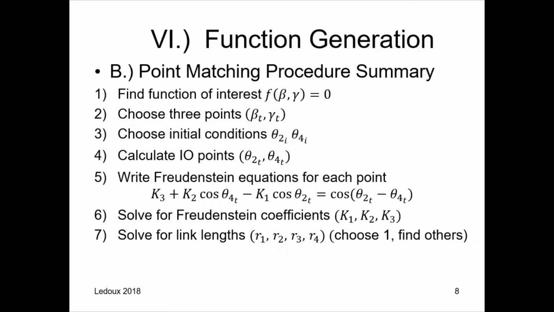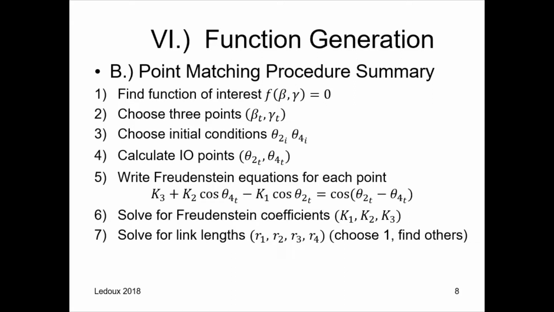Once you've got those calculated, that's kind of the basis, and then write the Freudenstein equations for each point. You'll have one Freudenstein equation for initial, one for middle, one for final, and with those 3 equations, you can solve for the 3 k values. You use matrices to do that easily. And then once you've got those k values, you can solve for the link lengths. You'll choose one, usually R1, the ground length, and then you can use the k equations to figure out how long the input, the output, and the coupler need to be.